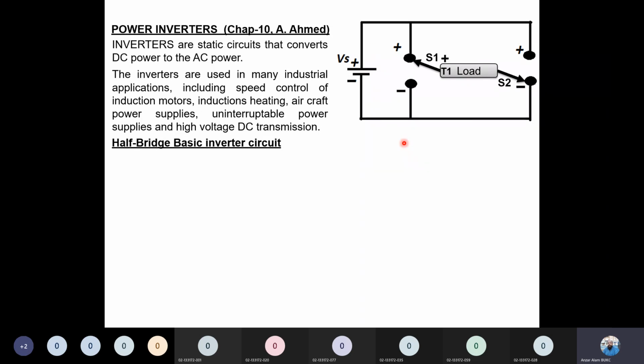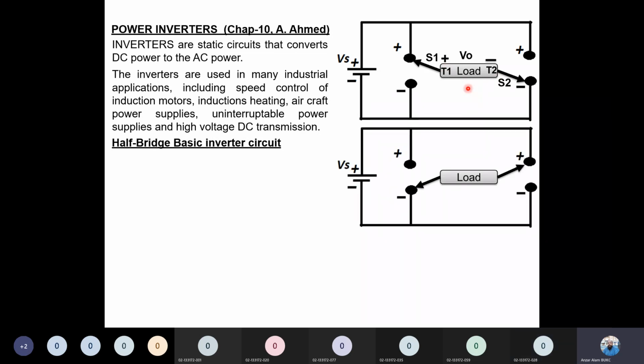Please keep in mind, this is the plus terminal. This side of the load will have the plus sign, and this side of the load will have the minus sign. Similarly, if you rearrange this alternatively and keep repeating the changing of these switches continuously, then you are getting the AC output. That's the simple definition of the inverter circuit. If you have any question, you can ask.